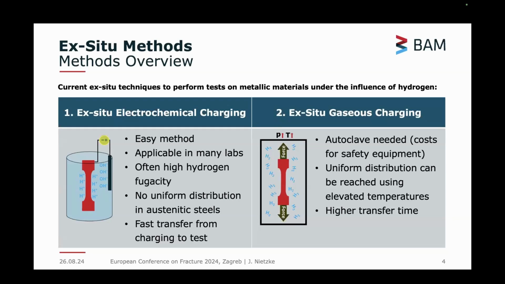You get a uniform distribution of hydrogen with the right parameters, of course. But you also have some downsides, for example, that you usually have a higher transfer time from pre-charging to the test. But for the austenitic steels, that's not really important.